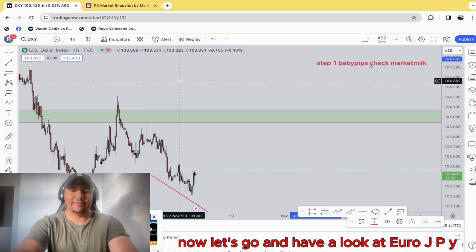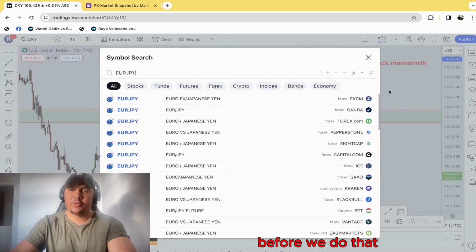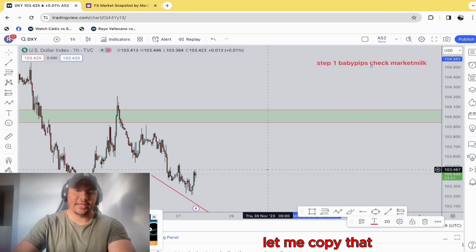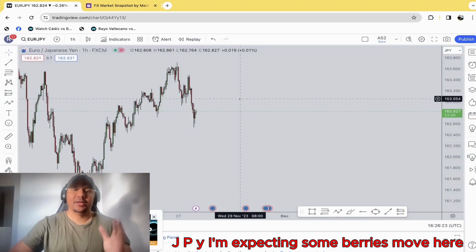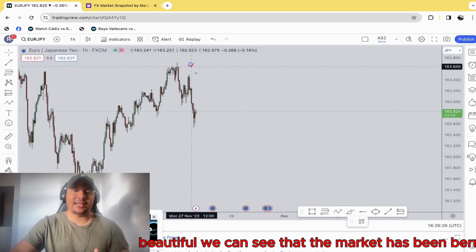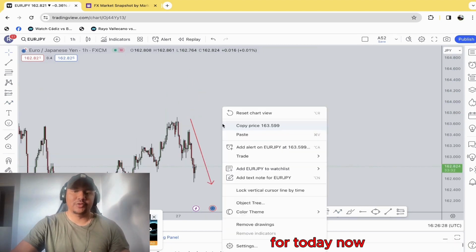Now let's go and have a look at EUR/JPY. Before we do that, let me copy that and then we can go to EUR/JPY. I'm expecting some bearish move here. Beautiful. We can see that the market has been bearish for today.